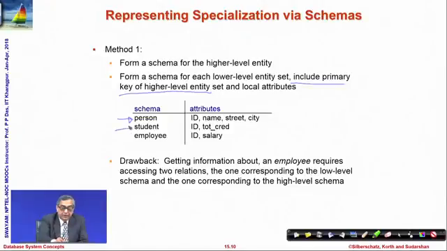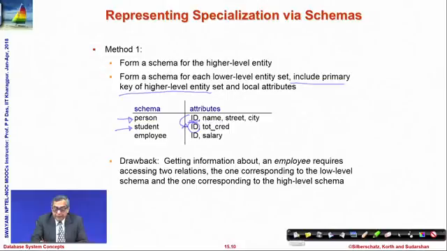So, when you are forming the schema of student, which is a specialization of person, you include the ID, which is the key of the higher level entity set person, and along with that you include the so-called local attributes, or attributes which are specific to this lower level entity set, in this case total credit. Similar thing happens with employee.